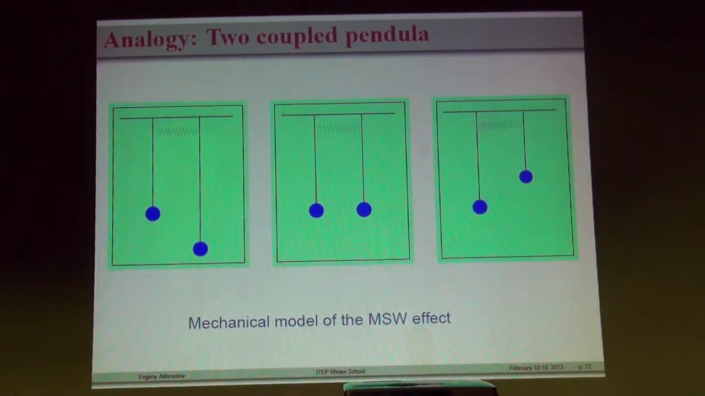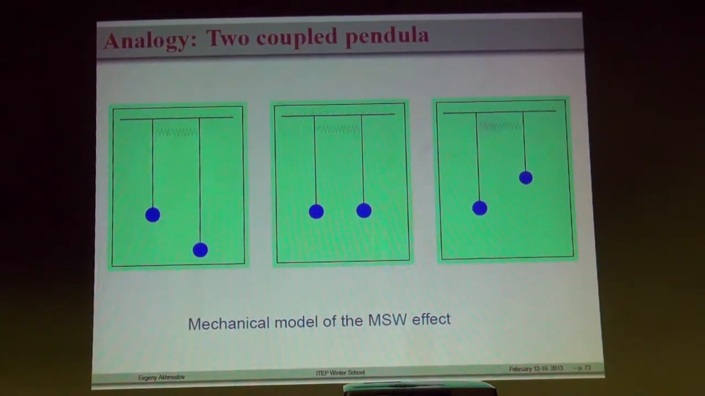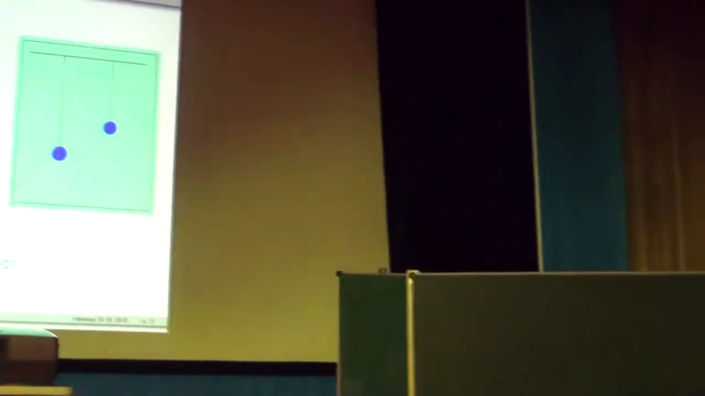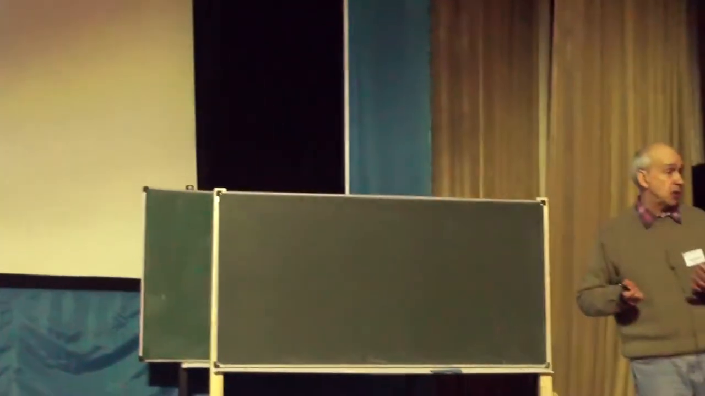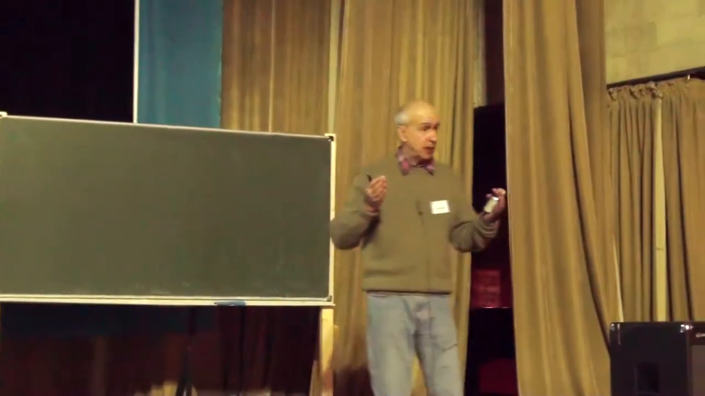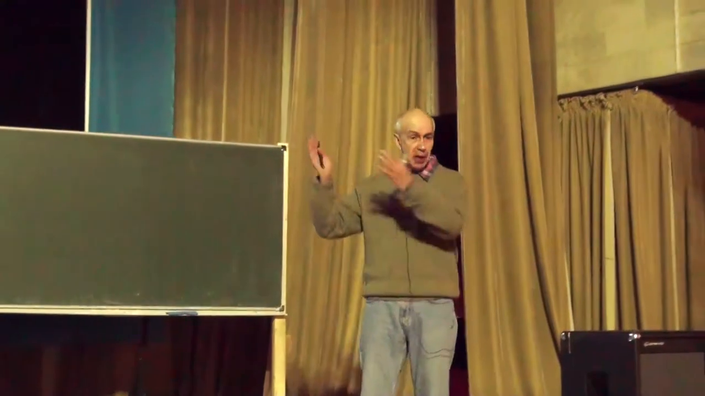Okay, and there's a very nice mechanical analog of the MSW resonance effect. A mechanical model like this was presented to illustrate the MSW effect by Steven Weinberg in 1986 at a conference at Berkeley. Very soon after the discovery of the MSW effect, he came to the conference with this device to demonstrate what the MSW effect is.